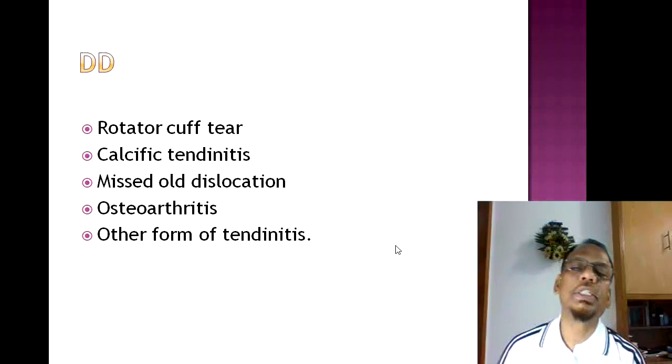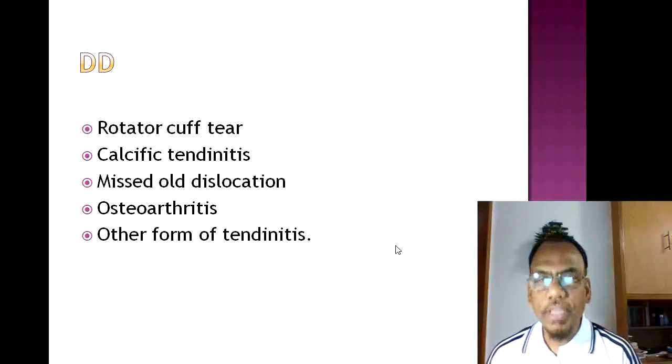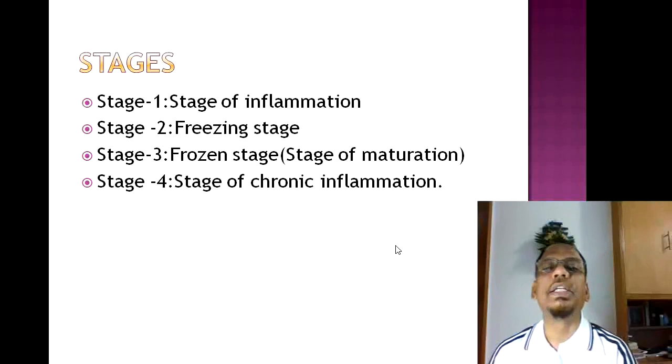Differential diagnoses are rotator cuff tear, calcific tendinitis, missed old dislocation of the shoulder, osteoarthritis, and other forms of tendinitis.